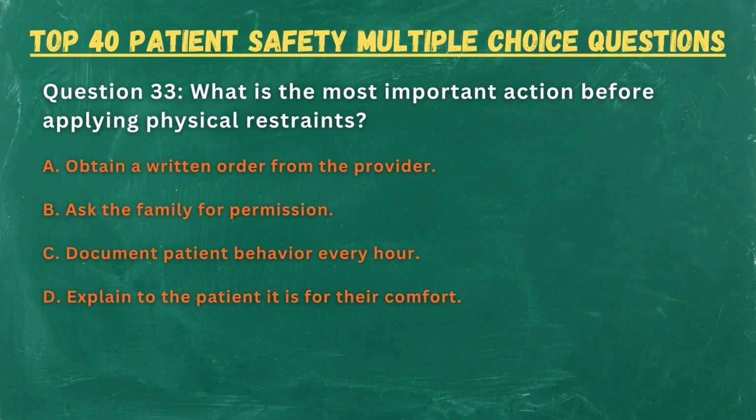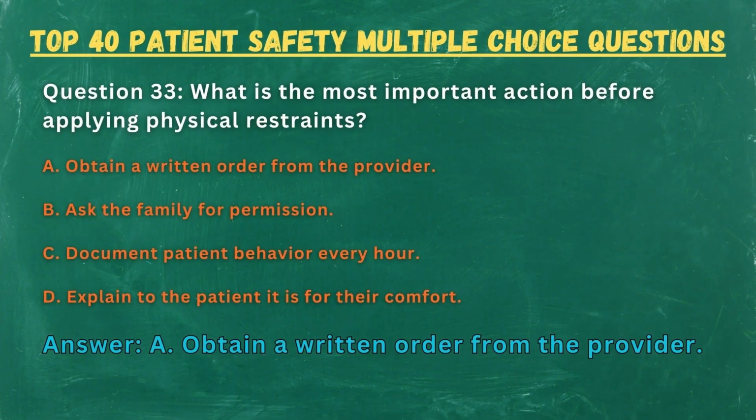Question 33. What is the most important action before applying physical restraints? A. Obtain a written order from the provider. B. Ask the family for permission. C. Document patient behavior every hour. D. Explain to the patient it is for their comfort. Answer. A. Obtain a written order from the provider.